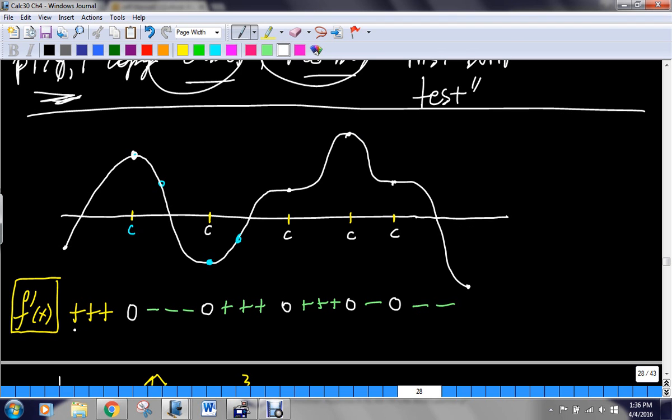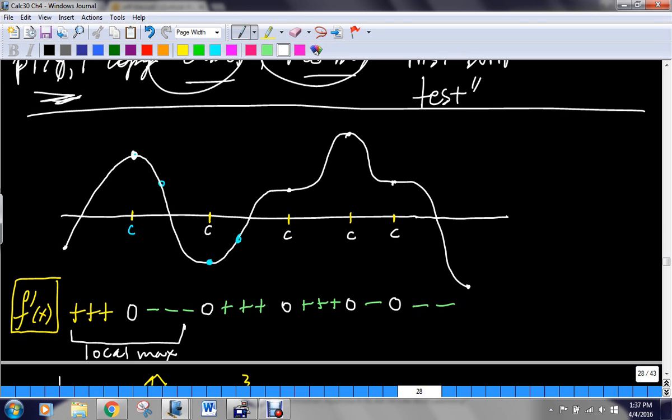Now, the first derivative test says that surrounding a critical number, if you have the derivative changing from positive to negative, you have a local max. And that's exactly what we see at this critical number, a local maximum. So when the derivative changes from positive to negative, you have a local max.